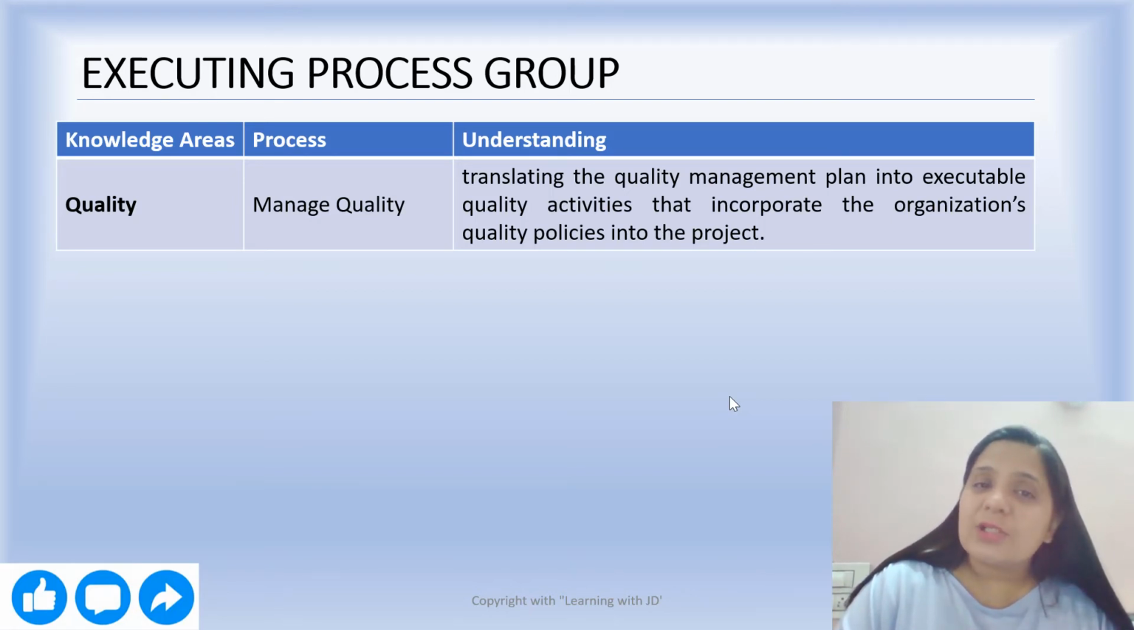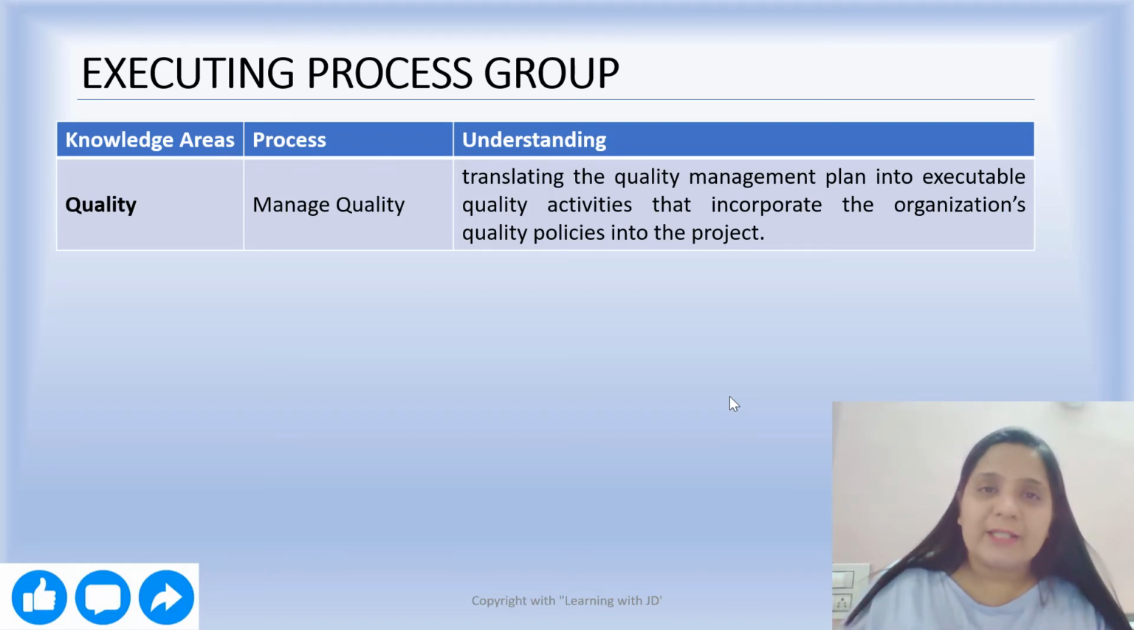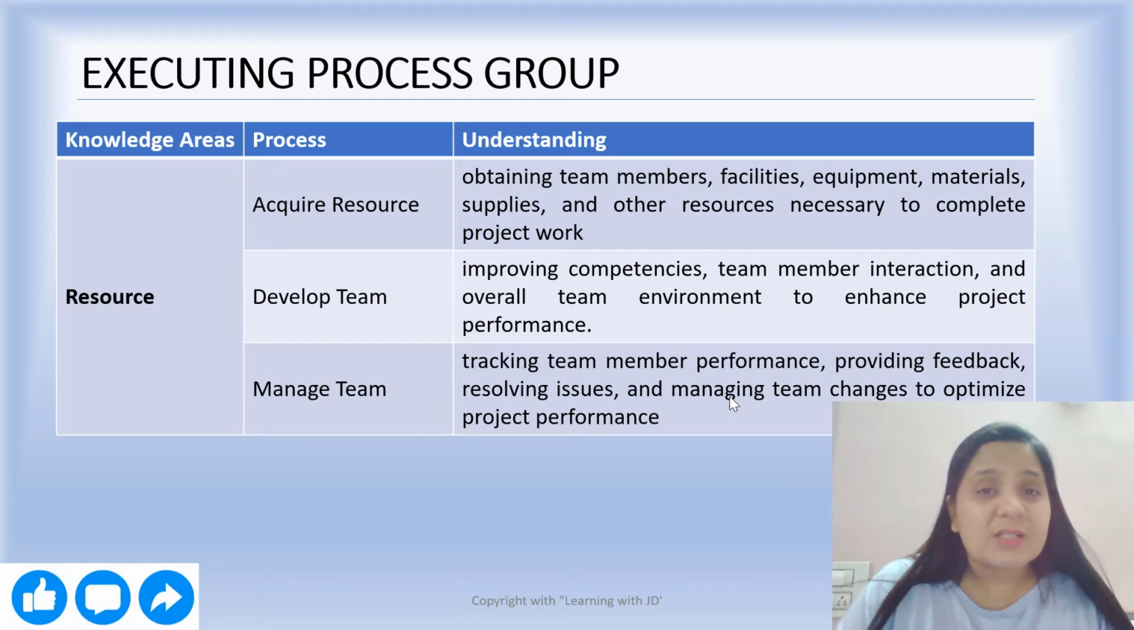Whatever the organization has planned for quality will be a part of your quality management plan, and you are going to translate that from the quality management plan into more quality activities. It has to be in line with the organization's quality policies. Then the resources. Three processes for your resources.